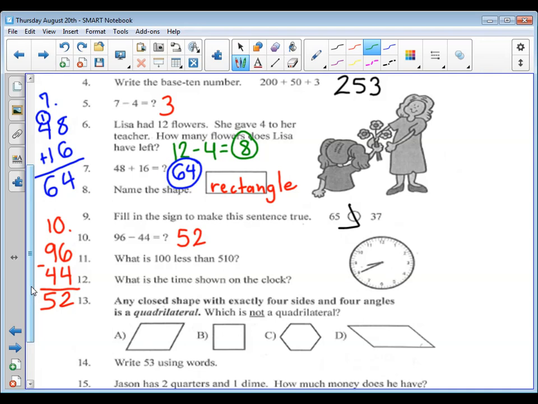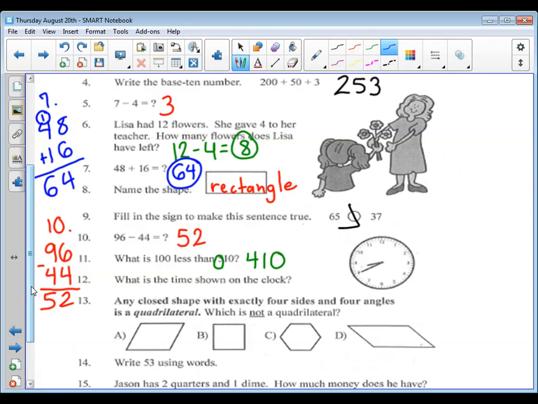All right. Number 11. What is 100 less than 510? I can solve this without any math by looking at my hundreds place right here, which is 5. 100 less than 500 would put me at 400, and my tens and ones place is not going to change. 100 less than 510 is 410.